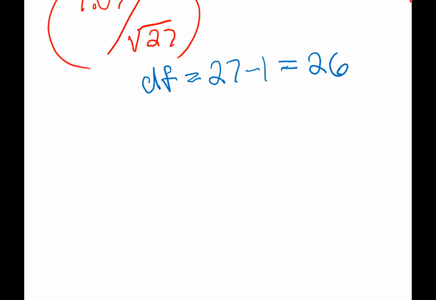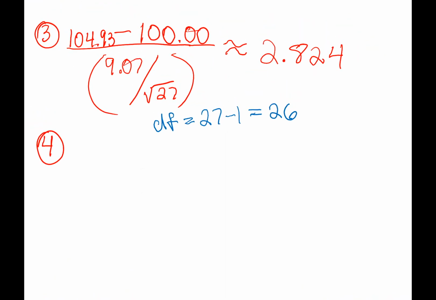So go to table C. Not a good technology day. 26 degrees of freedom, 0.05, and one tail in the right tail specifically. So 0.05 in one tail is the second column. 26 degrees of freedom. You get 1.706.